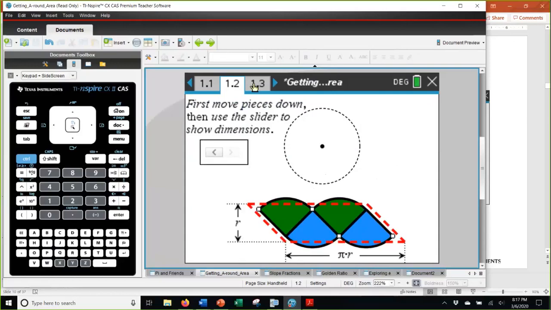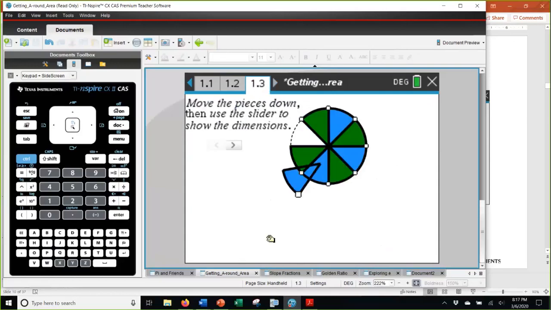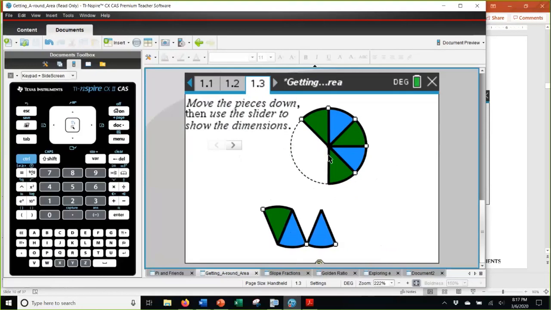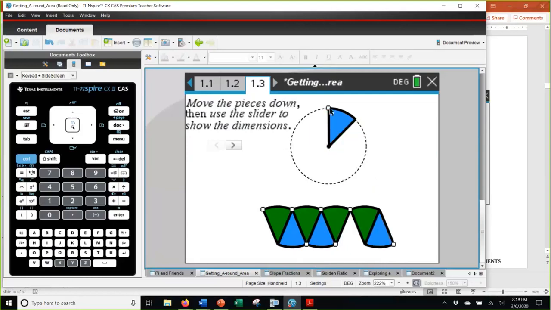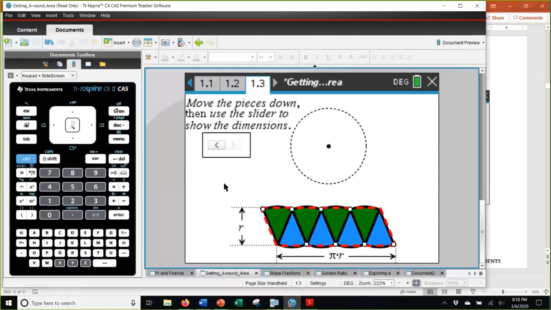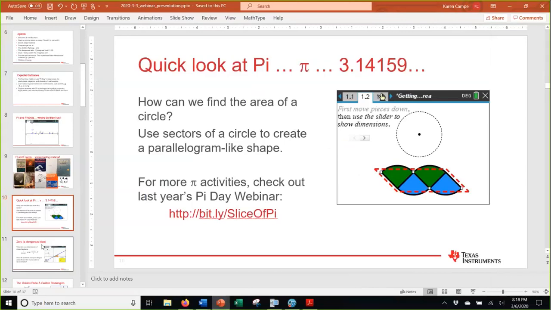Then the activity carries on with taking your circle and breaking it up into even smaller sectors. Obviously, as we partition it into smaller pieces, it's going to become more like a parallelogram, and you can develop the idea of a limit, that the limiting value of this is going to be a parallelogram, and it's going to be the area of a circle. So that's a little bit of fun with Pi, and now we're going to jump right into Pi's friends.